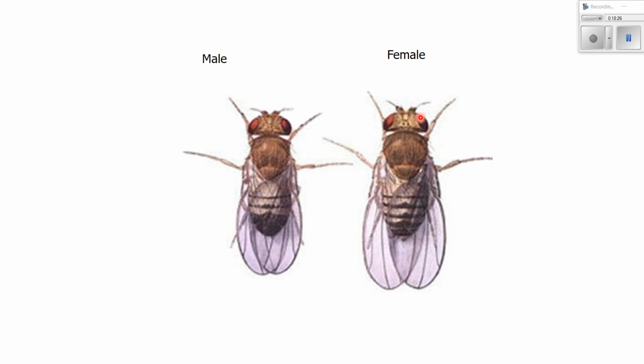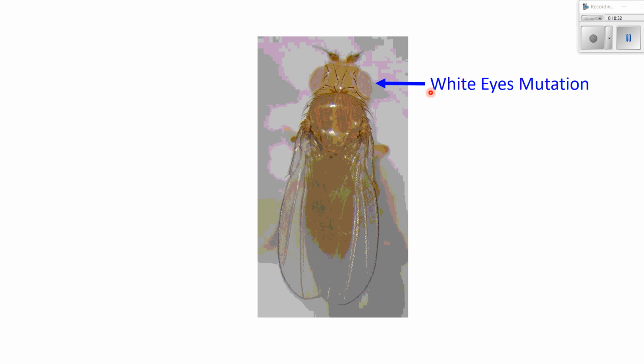It's kind of a bright red eye color. That's the wild type, red eyes. So Morgan was just astounded when he finally found a couple of flies that had a different eye color. It was white. And he said, well, that's got to be a mutation. He ended up calling it the white eye mutation for obvious reasons. And he used a lowercase w to represent that particular mutation.